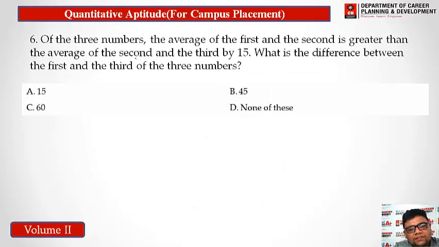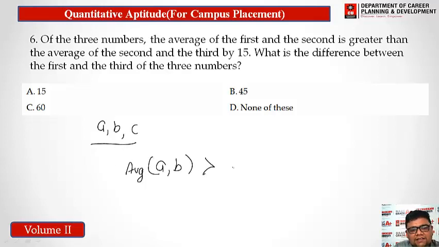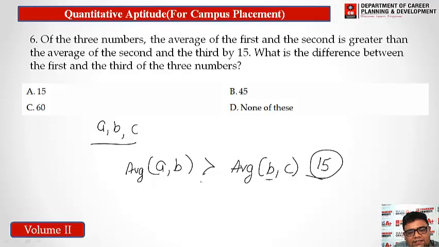Next question is, there are three numbers. Like if we have taken A, B and C as the three numbers, then the average of first and second is greater than the average of second and third. By how much? By 15. Now see, here the second number is common, B is common, so the difference comes out between A and C through their actual difference only.